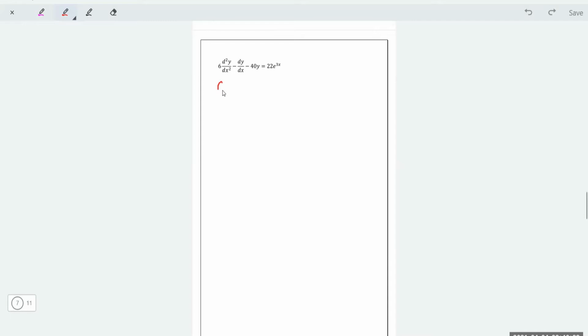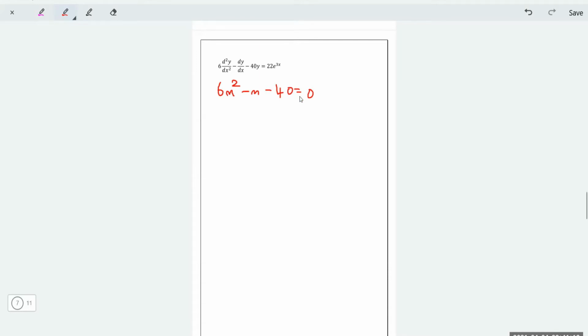First thing we start by, I'm going to skip a step. I'm just going to write down the auxiliary equation for this part. The auxiliary equation is going to be, I'm going to change it up from u to use m today, 6m squared minus m minus 40 equals 0. That's our auxiliary equation. Then after we write this down, we solve our auxiliary equation.